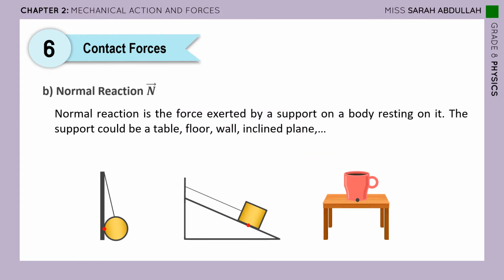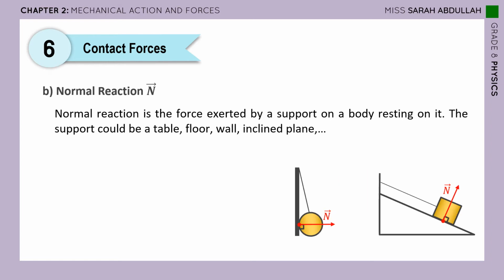So in the first case, we can see that this ball is resting on this wall. So I have a normal reaction, which is perpendicular to the support. And in the second case, we can see that this box is resting on this inclined plane. So we have a normal reaction, which is perpendicular to the support. And the last one, we have the cup of coffee sitting on a table. So I have a normal reaction, which is perpendicular to the support. So let's get to know the characteristics of this normal reaction.